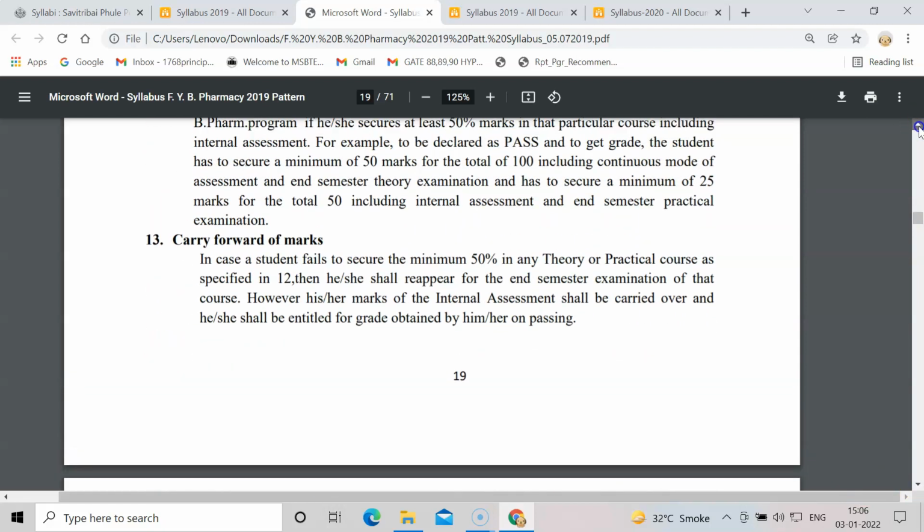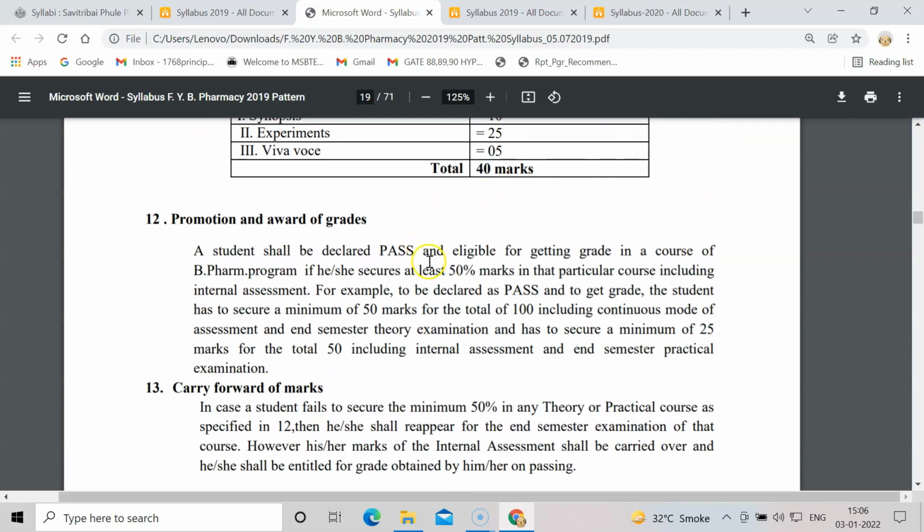And very important to note here is that the student shall be declared pass and eligible for getting a grade of a course of the B.Pharm program if he or she secures at least 50% marks in a particular course, including internal assessment. So you need to score minimum 50% marks in each subject. For example, a student is declared pass if he secures minimum 50 out of 100 including continuous mode and assessment, and in the end semester theory examination has to secure 25 marks out of a total 50 including internal assessment and end semester practical examination. So you need to score 50.